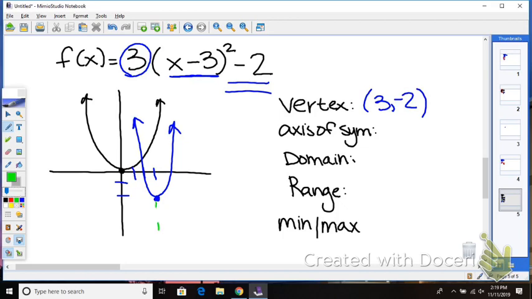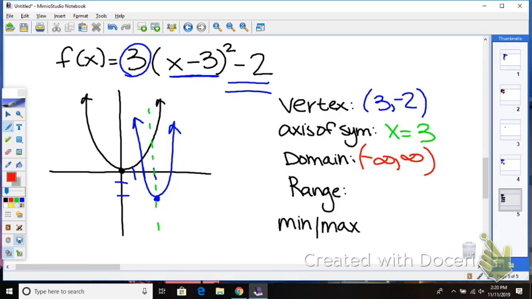So what is my axis of symmetry here? X equals 3. And then we've got our domain. What's our domain of this graph? Negative infinity to infinity. By the end, you guys get sick of saying domain. So it's always going to be negative infinity to positive infinity. Please don't miss that on your test.